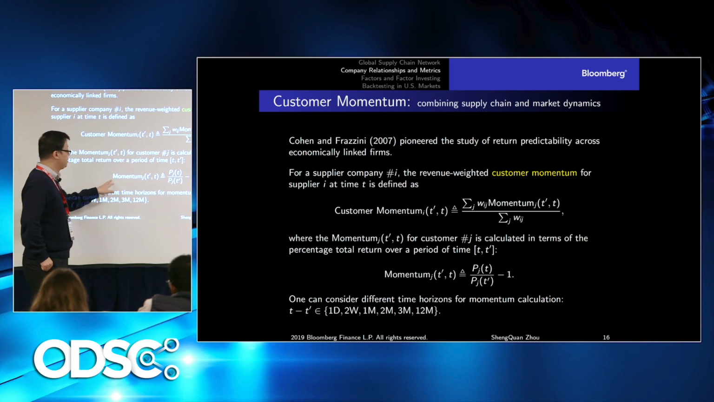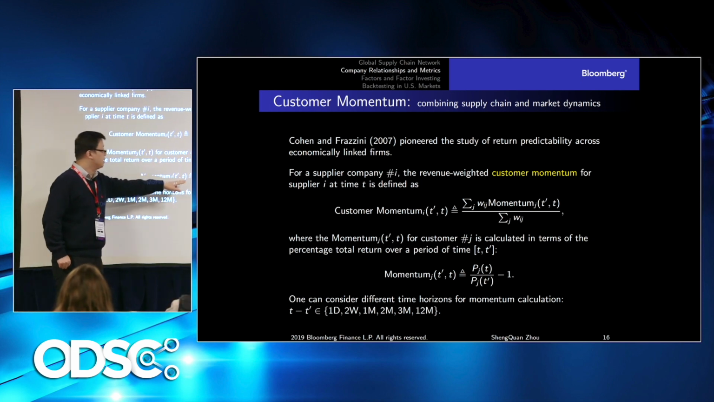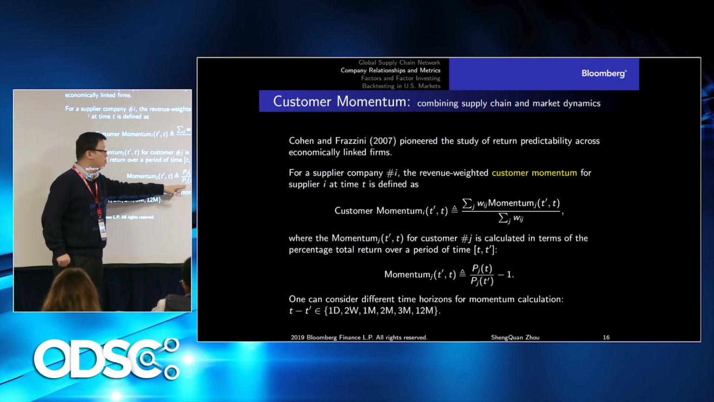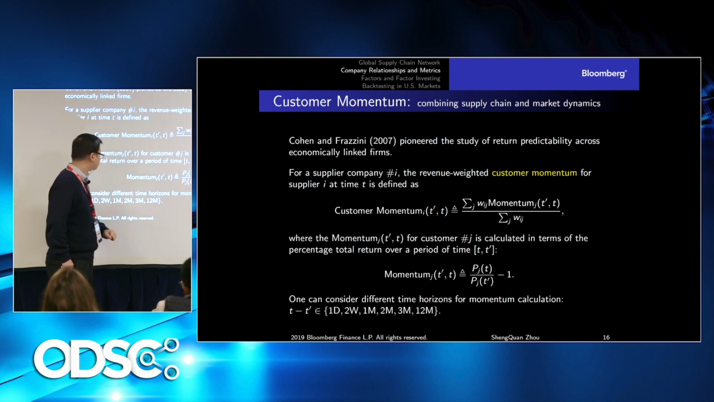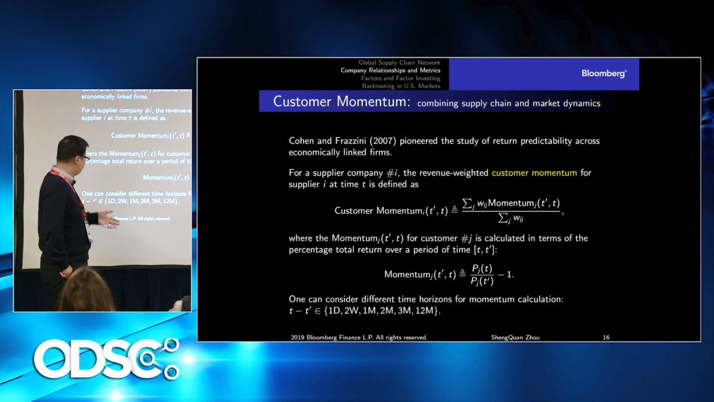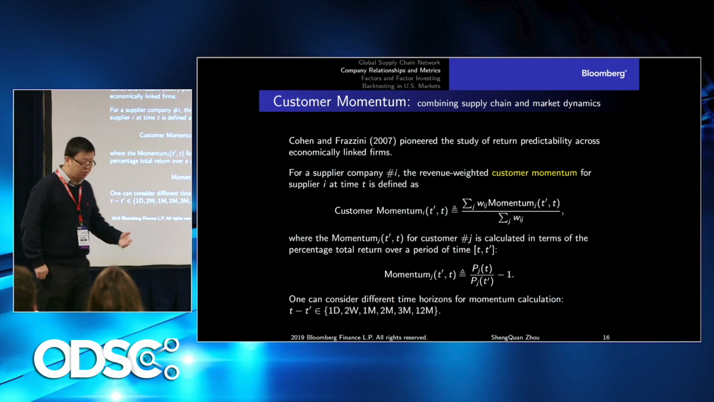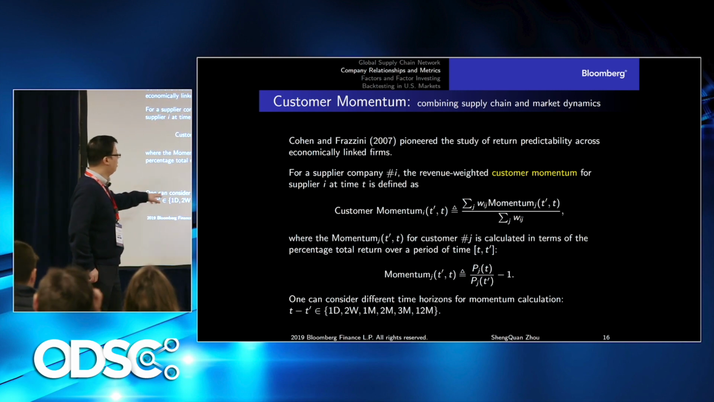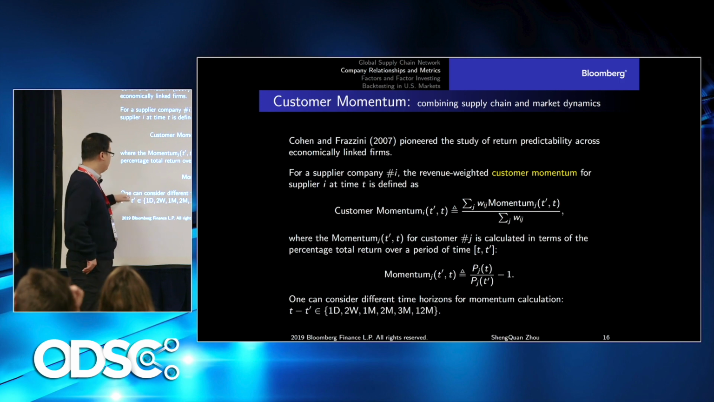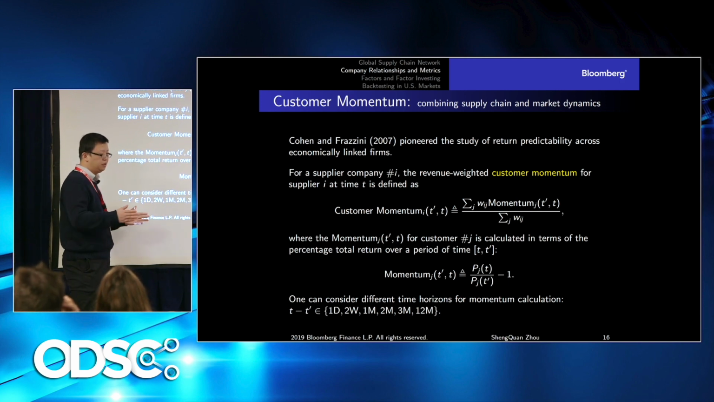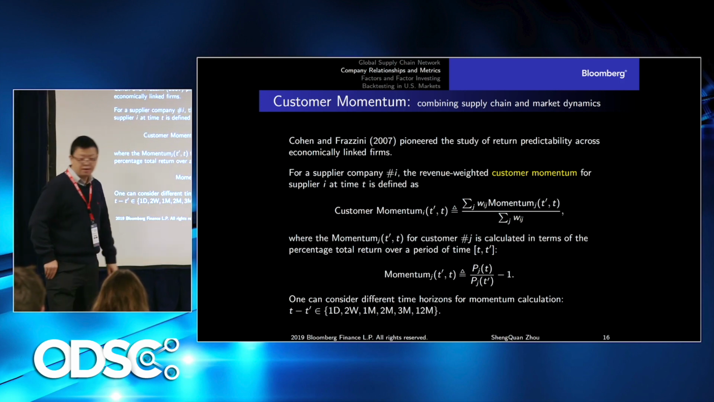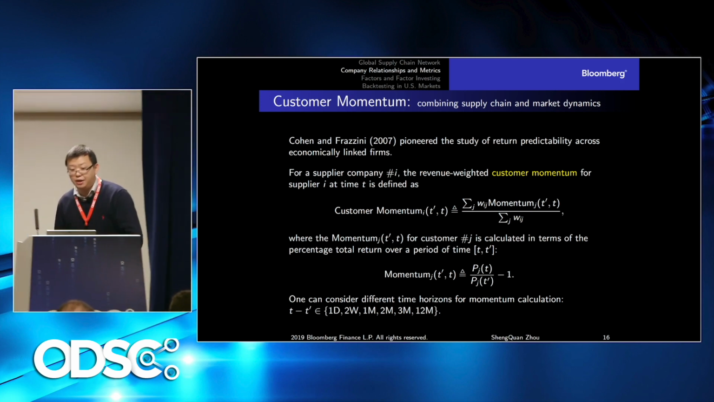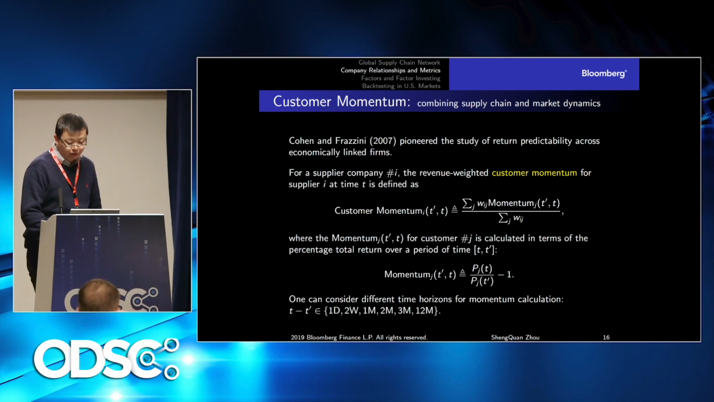Where the momentum is just calculated as usual as a historical price return, right? So this is 12 months ago, this is 1 month ago. But of course, regular momentum is usually calculated over a longer horizon, like 12 months. In this case, we will investigate all kinds of horizon. We'll look at 1 month return, 2 months, 3 months, 12 months, right?